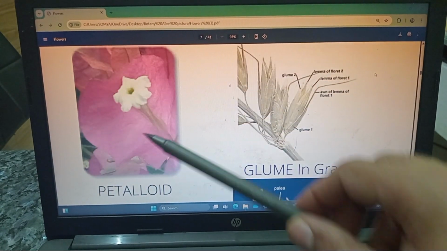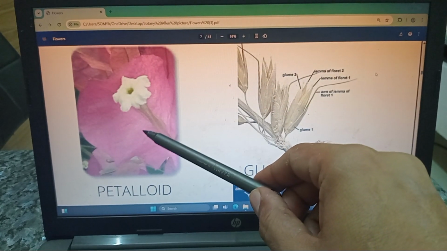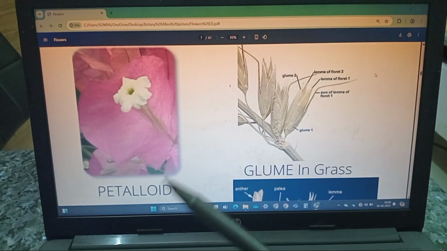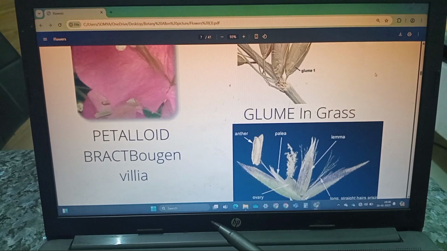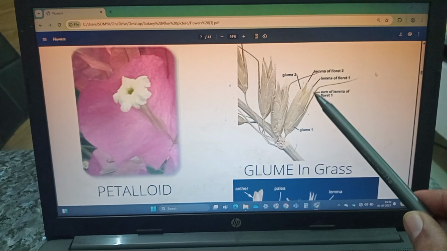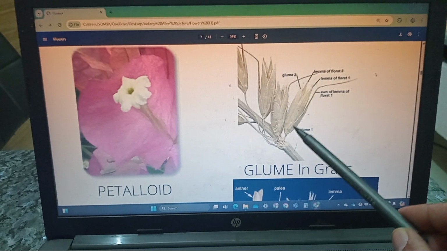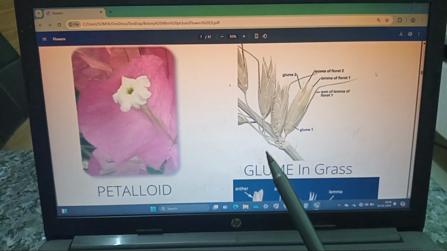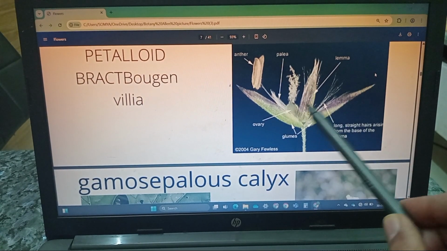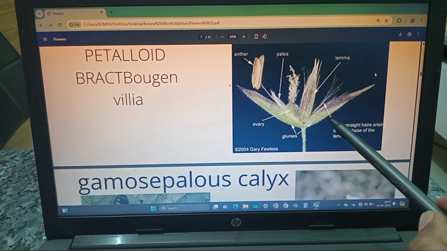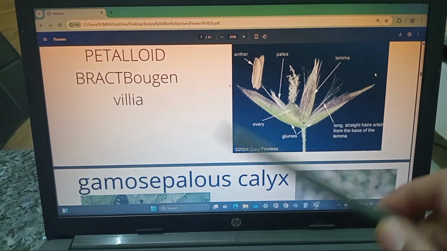It can be modified to make the petaloid condition as in the bougainvillea for attracting the pollinators. Then there are the glumes in grass, glumes in the wheat and grass. They are modified bracts. You see the flower of this wheat, then these are glumes. These two are glumes. So these glumes are modified bracts.